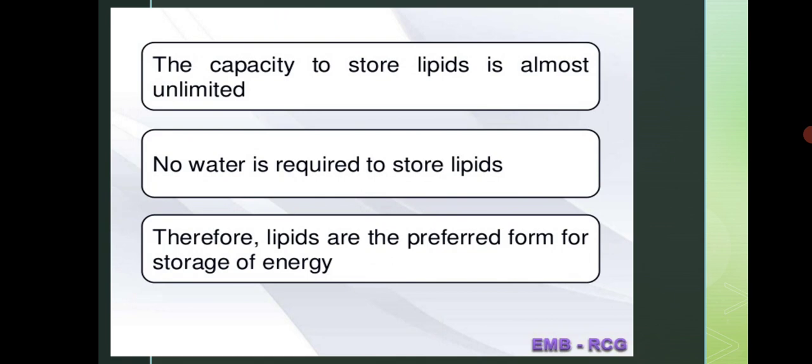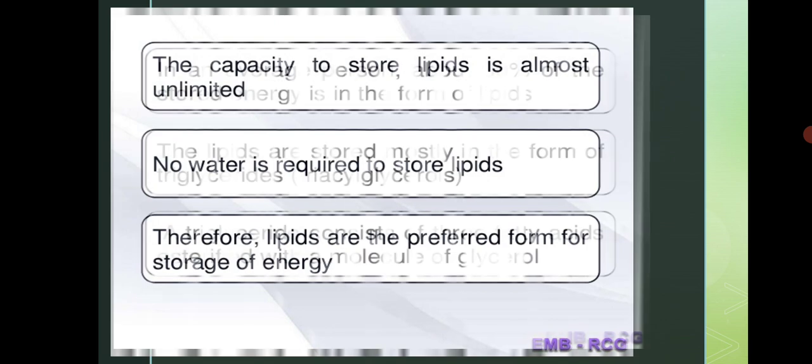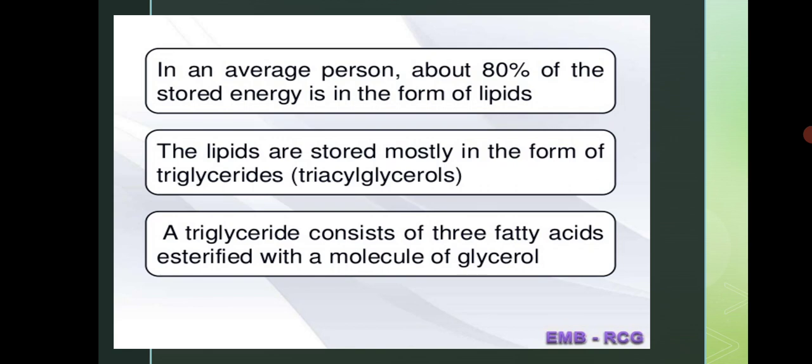So therefore lipids are the preferred form for the storage of energy. In an average person, about 80% of the stored energy is in the form of lipids. And we know that fats get deposited very quickly. And when there is need of energy, these fats are broken down and then energy is used. So in an average person, about 80% of the energy is stored in the form of lipids.